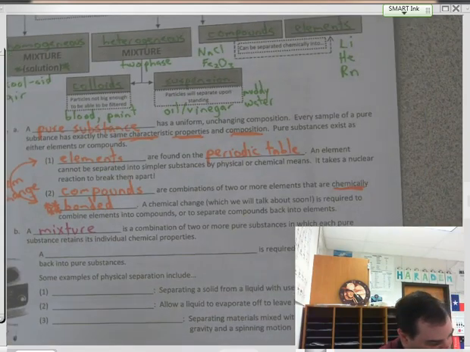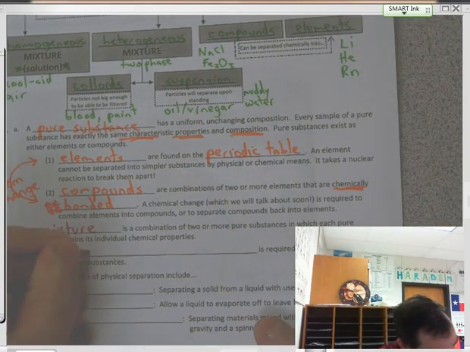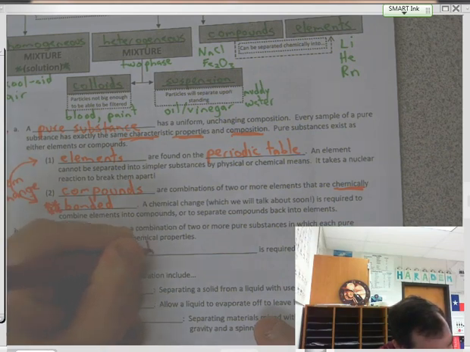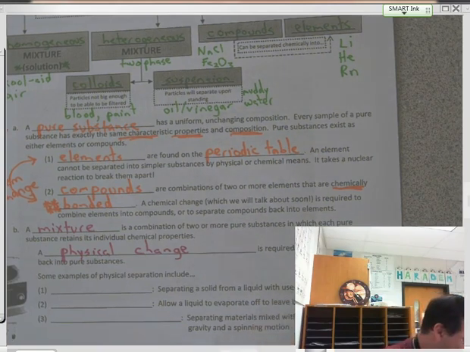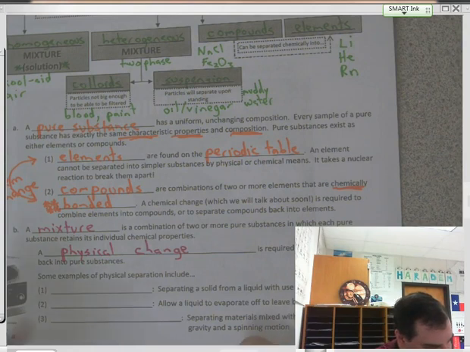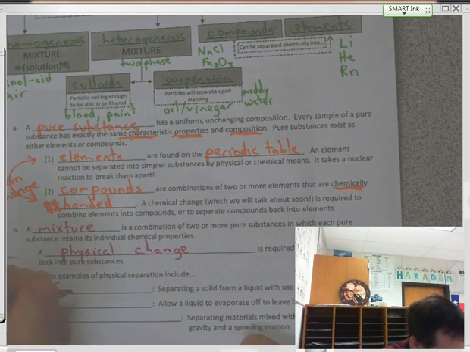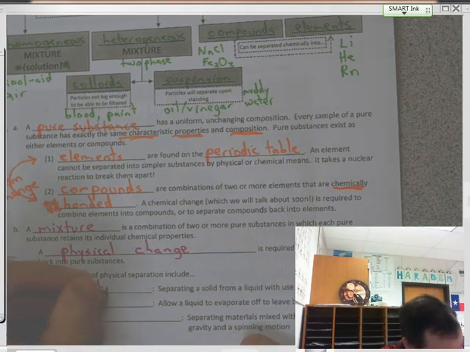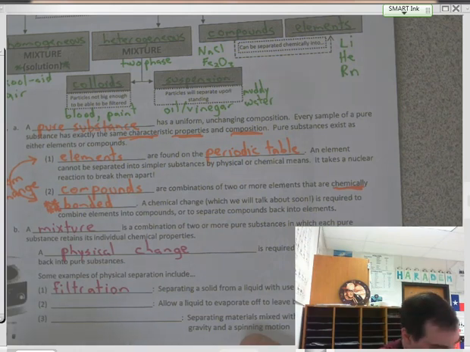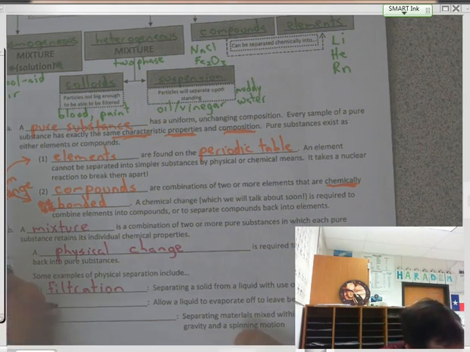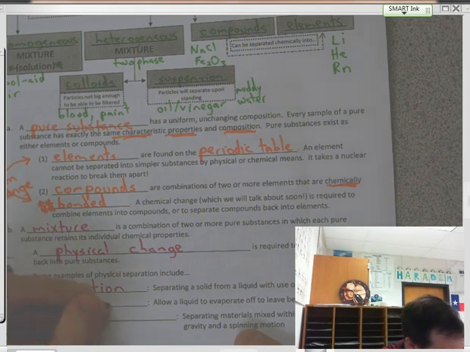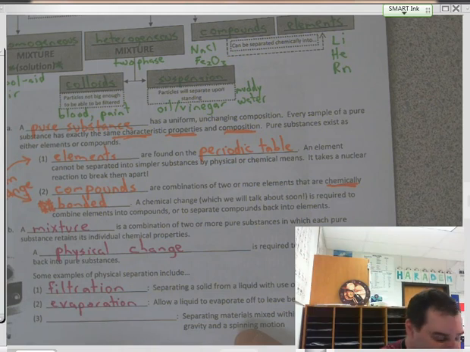Okay, a physical change is required to separate mixtures back into pure substances. There are some methods for this here. Separating a solid from a liquid using filter paper, this is most popular for suspensions, would be filtration. Allowing the liquid to evaporate off and leaving the solid residue behind, that would be evaporation. That's most popular for solutions, which are also called homogeneous mixtures.